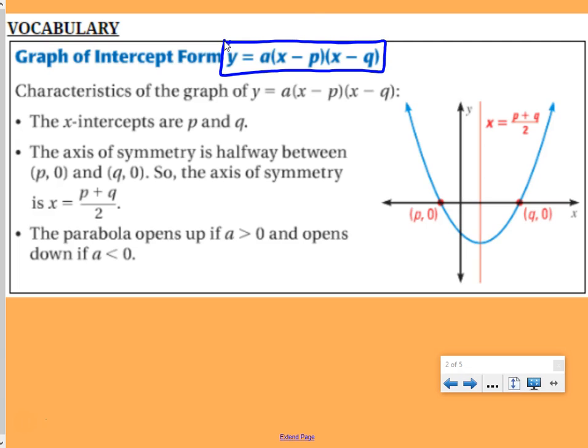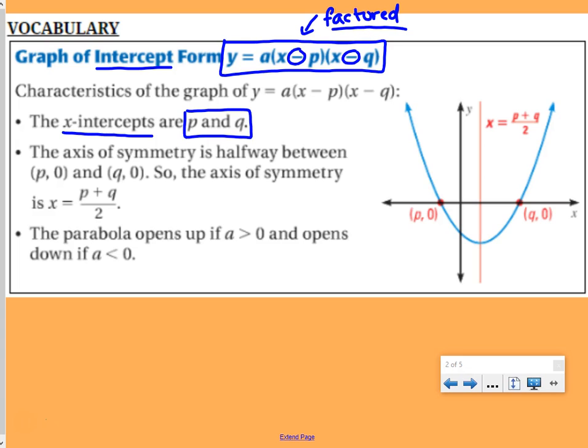Characteristics of this graph. This is in factored form, which we worked on in chapter 9. We call it intercept form because it gives us the x-intercepts. The intercepts are p and q. Now I really want you to notice the subtraction signs, which means if you don't see subtraction signs, you're going to have to make subtraction signs.